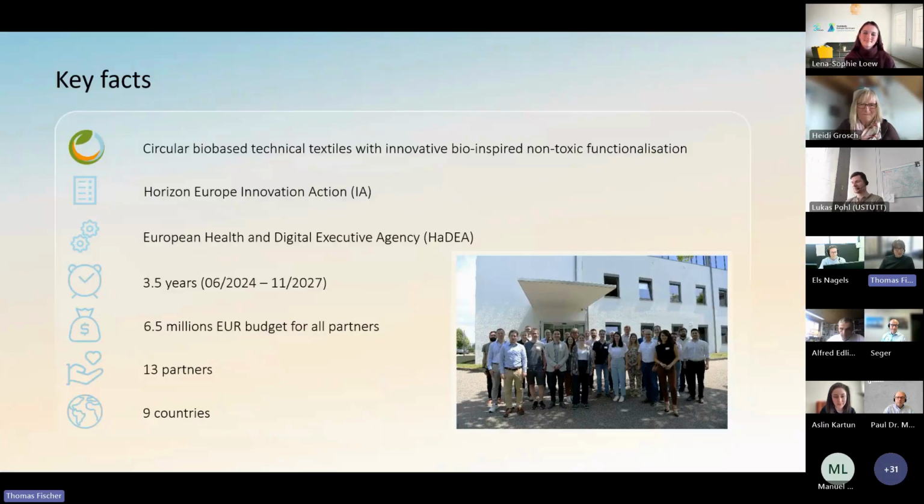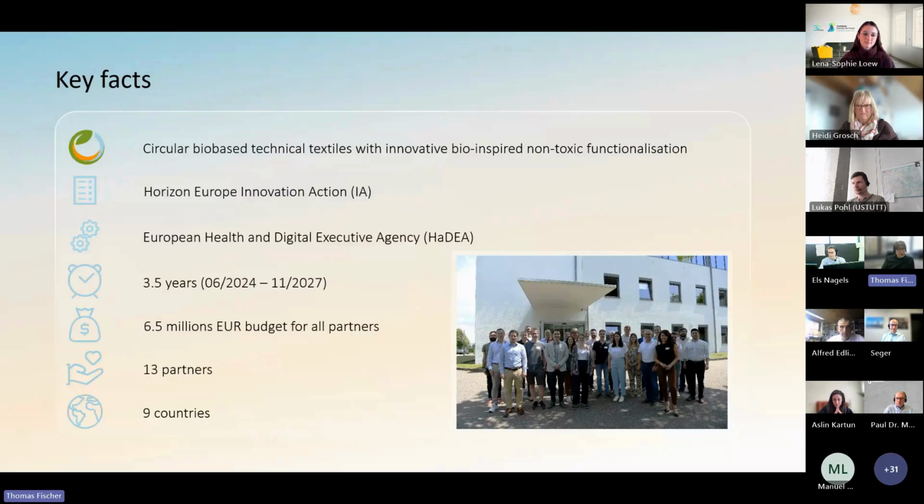Yes, we are also a European-funded research project under the European Health and Digital Executive Agency, the HaDEA. We are in an innovation action for 3.5 years, and we have 13 partners in 9 countries, so it's a really widespread project. And also here the digital twin is one means of communication where all the partners can have a look and contribute, and that's really important also for our project, this aspect.